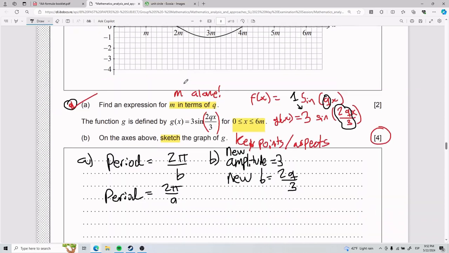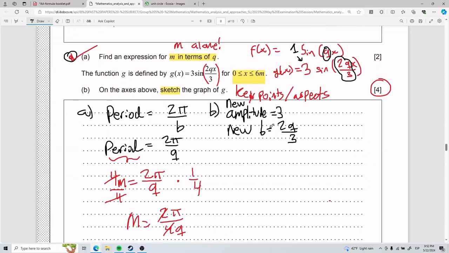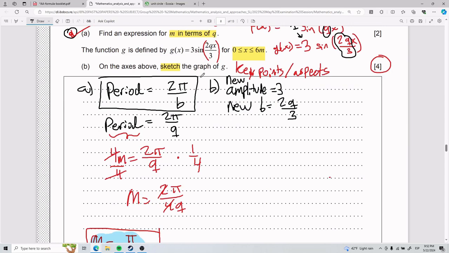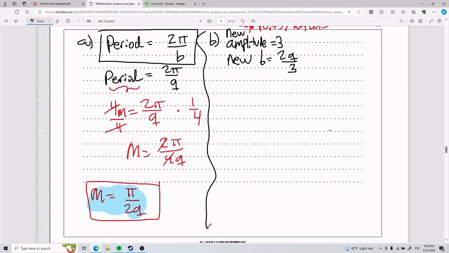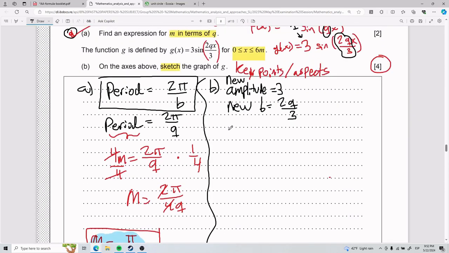Okay, it's less. All right, anyways, so I think the most important thing that you can do is always going to be apply the period formula. And so you apply the period formula from here, the new period, so let me just go like this for a second. So the new period has to be, well, you don't figure it out yet, right? And so the new period, well, we're going to put period equals 2 pi divided by b. Now b, we said was 2q divided by 3.